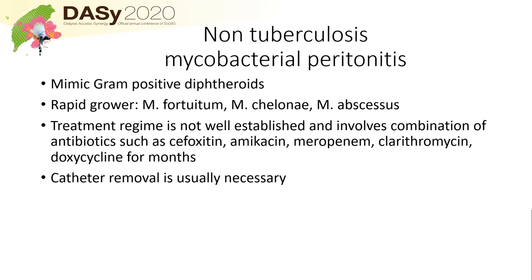Non-tuberculous mycobacterial peritonitis is a rare condition, but it may mimic gram-positive diphtheroids. Some of the examples are Mycobacterium fortuitum, Mycobacterium chelonae, and Mycobacterium abscessus. Treatment regimen is not well established and involves combination of antibiotics such as cefoxitin, amikacin, meropenem, clarithromycin, and doxycycline for months. Catheter removal is usually necessary.